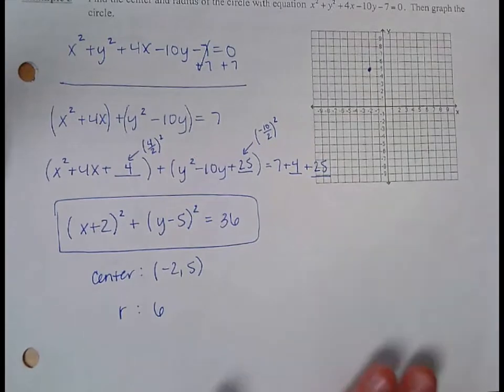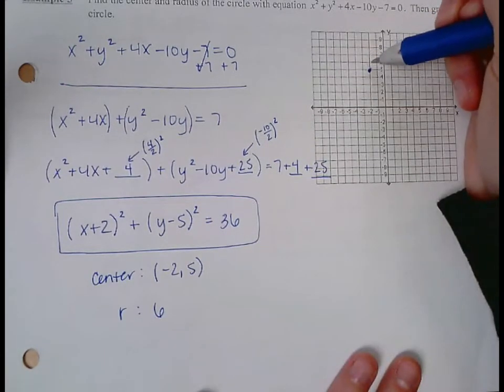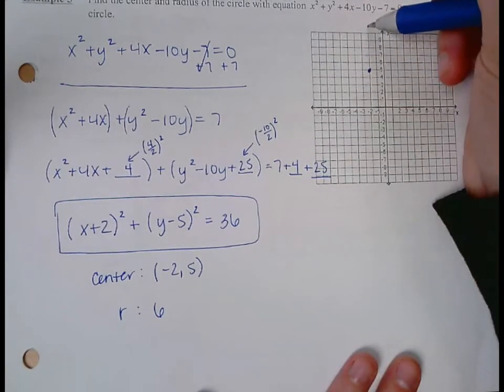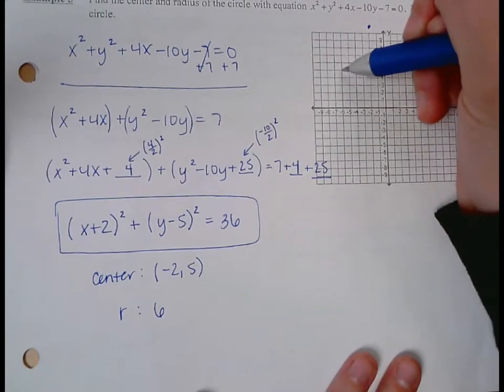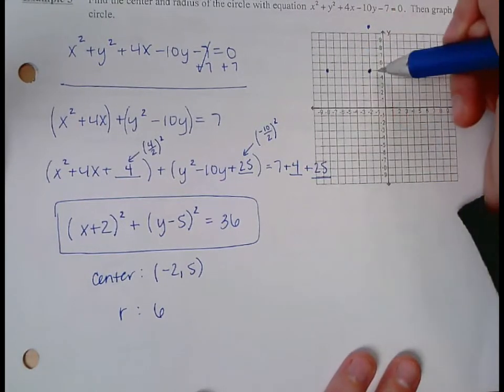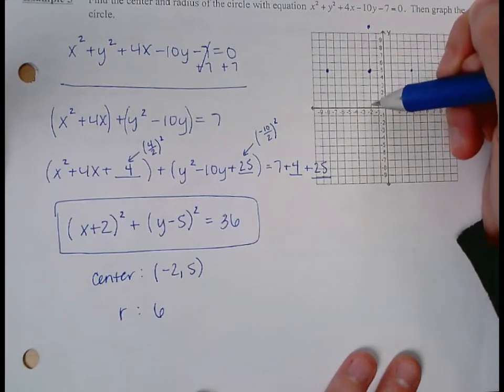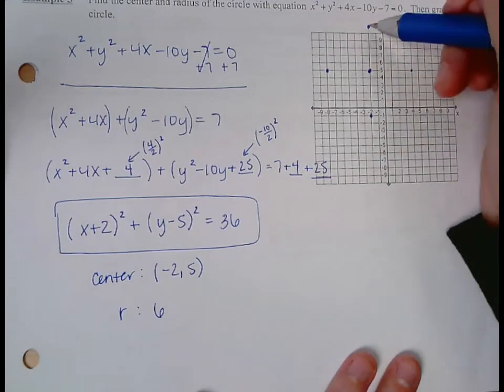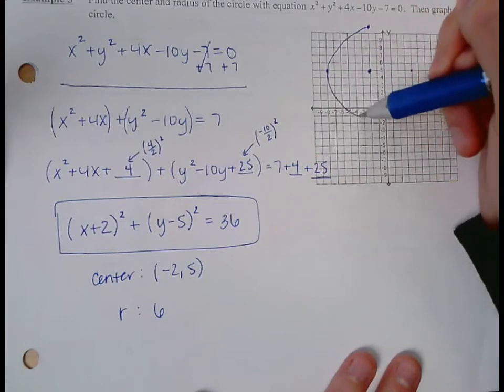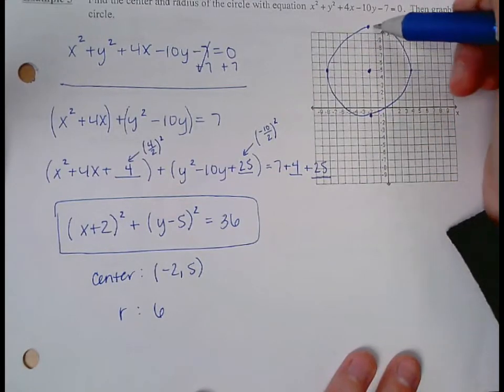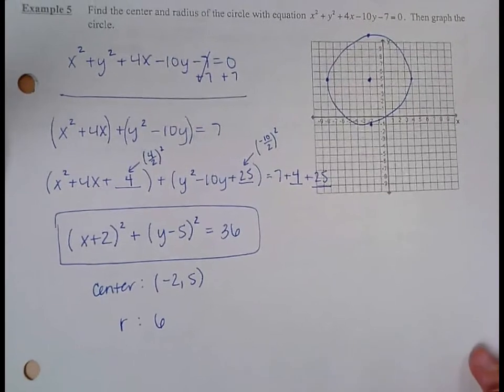So going up 6, you're going to be a little bit off the graph. That's okay. Do your best to draw the circle in.